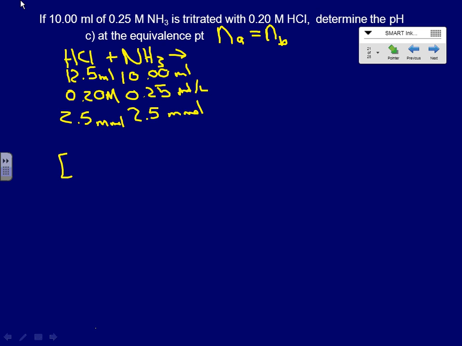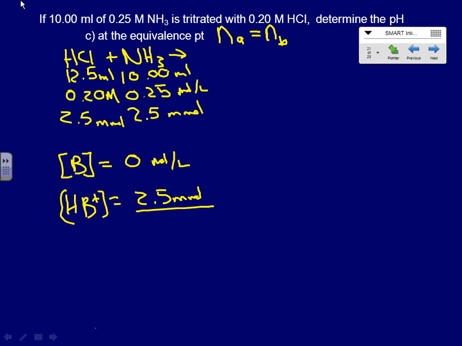Okay, so at the equivalence point, because I have equal numbers of moles, all of the acid has consumed all of the base. There's none left. It's all consumed, 2.5 minus 2.5. And my conjugate acid, it's all been converted. 2.5 millimoles. That's now found in 22.5, right? 10 plus 12.5, 22.5 milliliters. And if we do that calculation, we're going to get 0.111 moles per liter.